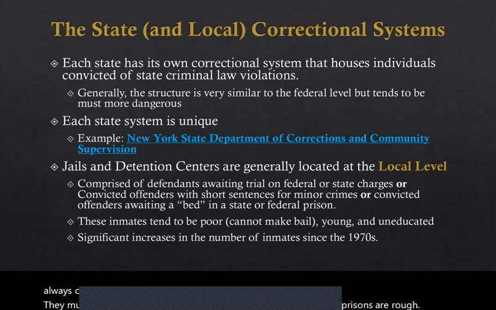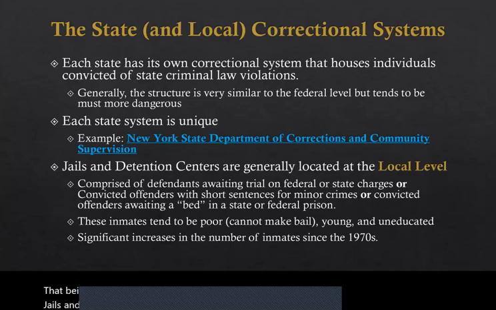Now, each state system is unique. So I gave you a link here. That's to the New York State Department of Corrections and Community Supervision. That's the official title. So if you see somebody that says they work for the DCCS, that just means that they are probably a prison guard or they work in some kind of administrative capacity. That being said, that's the states.